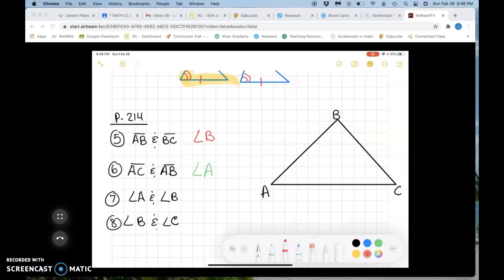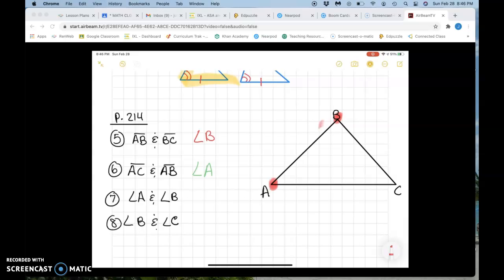Okay, and then it says which side is between these two angles. So which side is between angle A and angle B? That's going to be this side right here. So I'm going to call it side AB. And then for the last one, which side is between angle B and angle C, that's going to be this side.